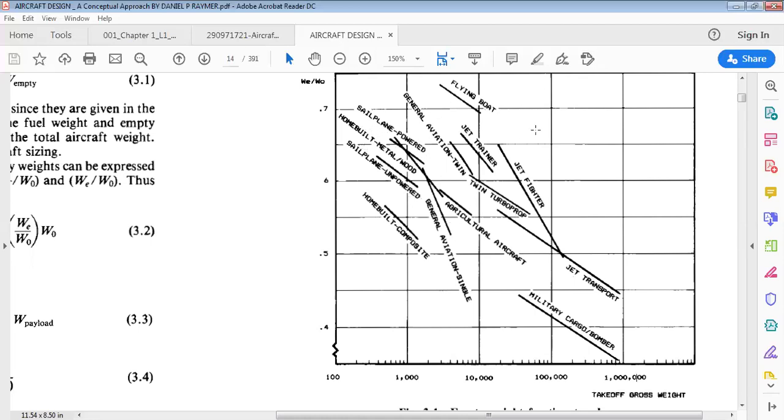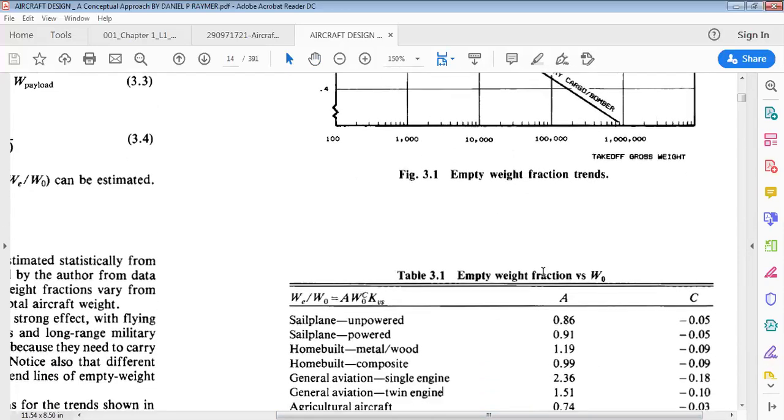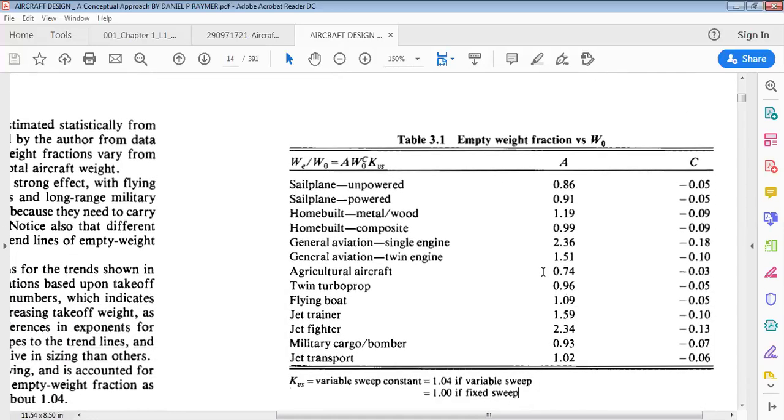So whatever the type of aircraft you are going to design, from this we can take up WE by W naught with respect to the total design gross weight. Clear? And we can see the sailplane unpowered according to the empty weight fraction versus W naught.